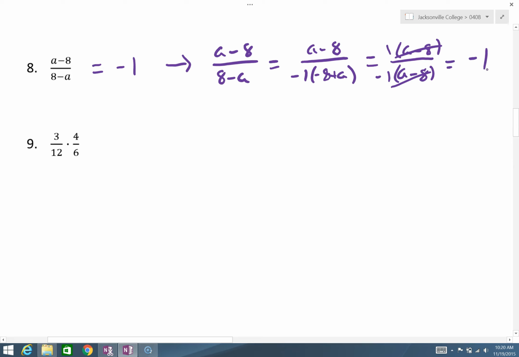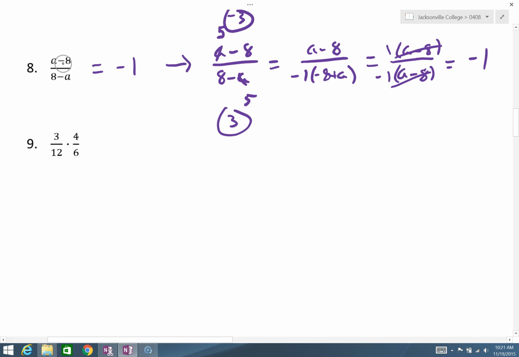All right. Now I just want you to look at what it's saying. It's saying take some number and subtract 8, then divide by 8 subtract that number. Well, any number you put in here, you'll see this division arrives at negative 1. Let's just substitute 5 in for a here, and 5 in for a here. 5 minus 8, well, that is negative 3. 8 minus 5, that's positive 3. So, negative 3 over positive 3, it is indeed negative 1.